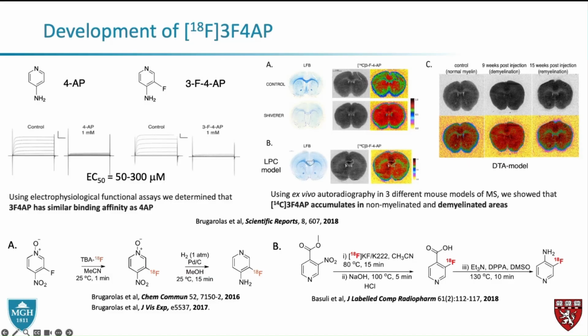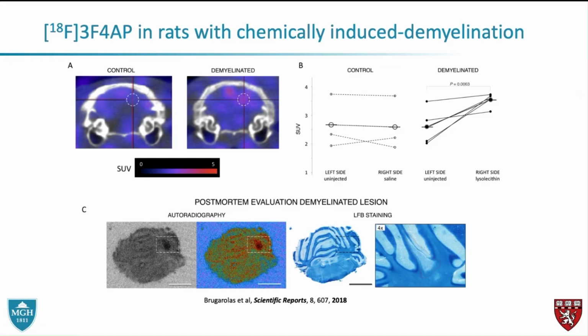So we then, in collaboration with folks at the NIH, developed this other method that uses a nicotinic acid derivative. And this proved to be pretty robust and reproducible. And it takes about 90 minutes and produces around 15% non-decay corrected radiochemical yield.